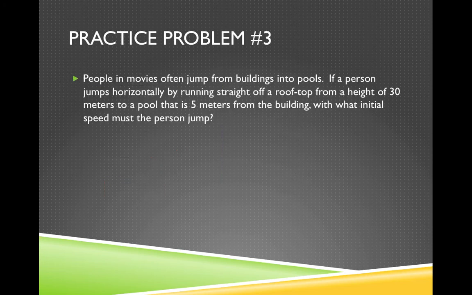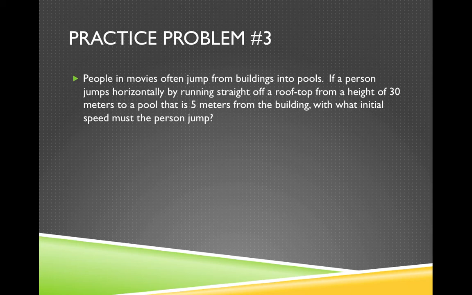Let's try one last practice problem. People in movies often jump from buildings into pools. If a person jumps horizontally by running straight off a rooftop from a height of 30 meters to a pool that is 5 meters from the building, with what initial velocity or speed must the person jump?